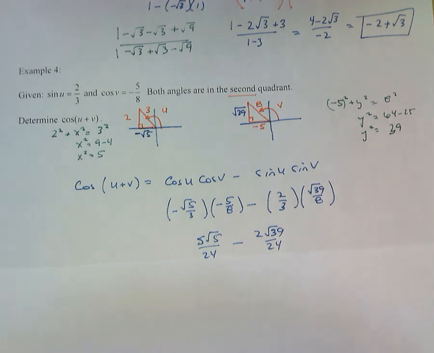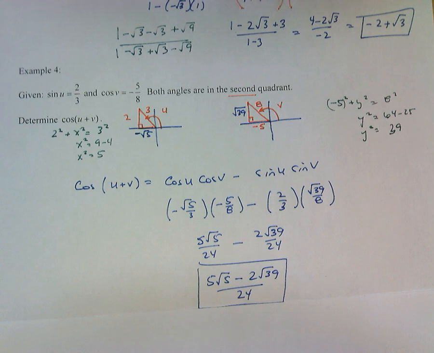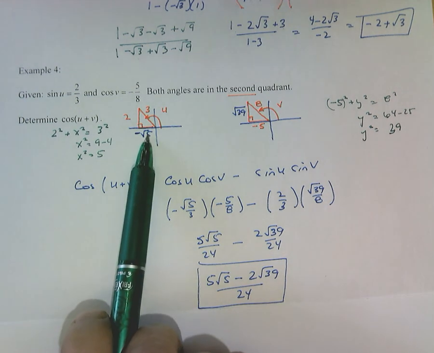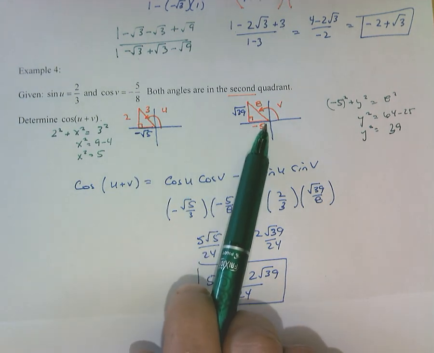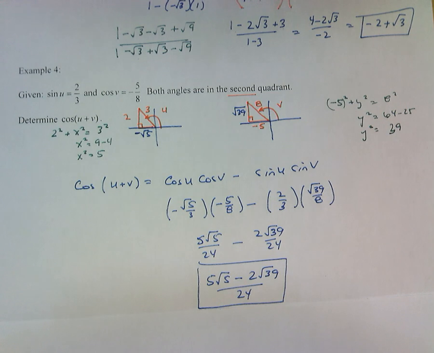Denominator in both cases is 24. Since they have the same denominator, I can write it as one fraction. And there's a process to check these. I could calculate what u is equal to. I could calculate what v is equal to. And I could get a decimal answer and check it that way. I will do more with this on the live lesson.